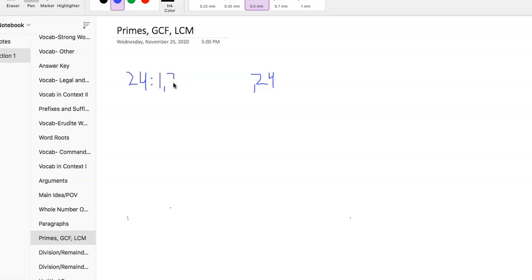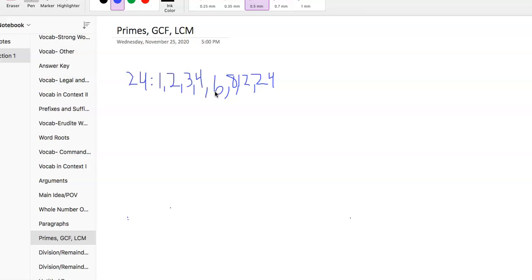And then we go 2, and we'll go 12, right? 2 times 12 is 24. So that's a good one. 3 times what is 24? 8, right? 3 and 8. 4 and 6. And 5 doesn't work, right? 5 times 5 is 25, but there's not an integer that works to get to 24. And so those are all our factors.